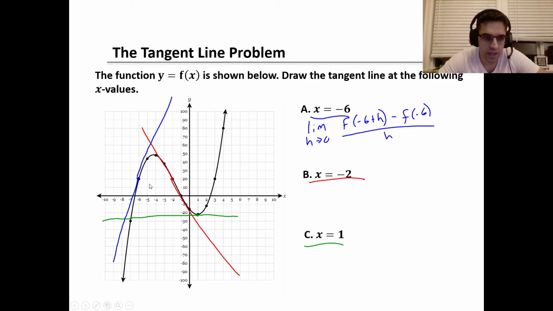And we could evaluate that. So let's see here. Well, we're going to leave it at this for now. If we did -2, we'd have the same setup, but we'd have -2 in place of -6. And if we wanted to find the tangent line slope at x equals 1, it'd be the same setup, but we'd have 1 in place of the -6 on both spots.